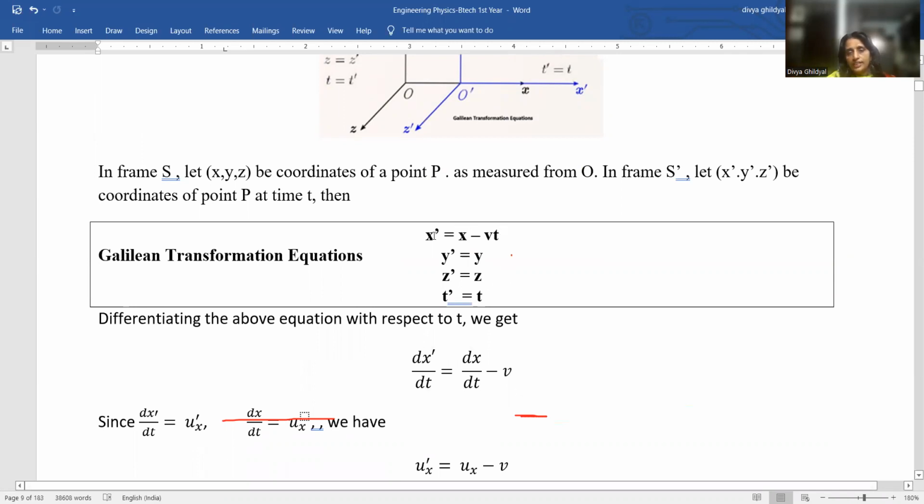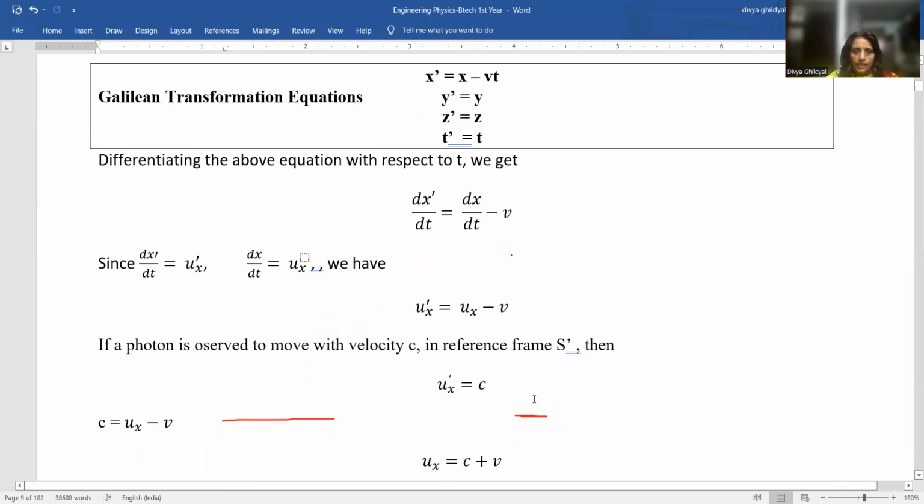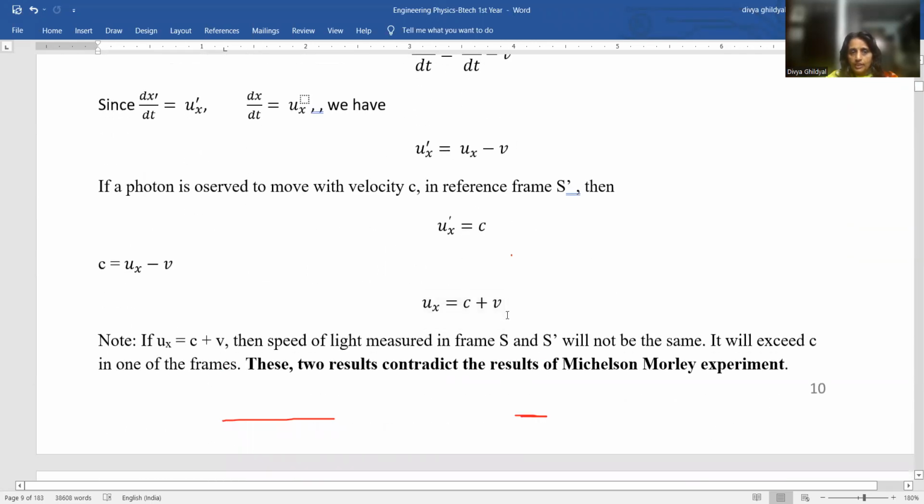If I differentiate x dash with respect to t, I get velocity. So dx dash by dt is equal to dx by dt minus d(vt) by dt, which becomes equal to v. Similarly, dx by dt can be written as ux, and dx dash by dt dash can be written as ux dash. If a photon is observed to move with velocity c, which is the velocity of light, in frame S dash, then ux dash is equal to c. So c is equal to ux minus v. So ux is equal to c plus v.